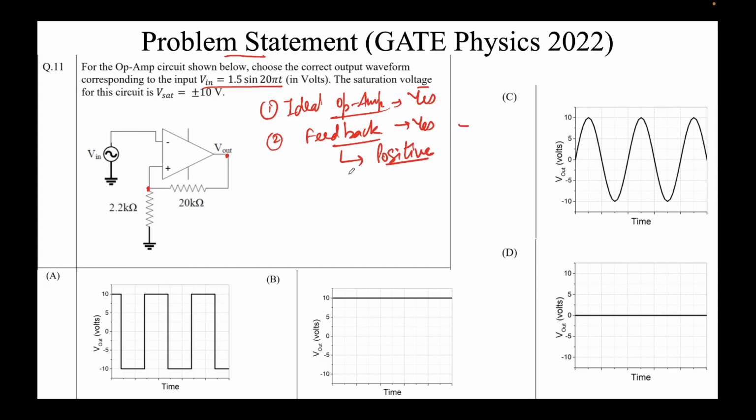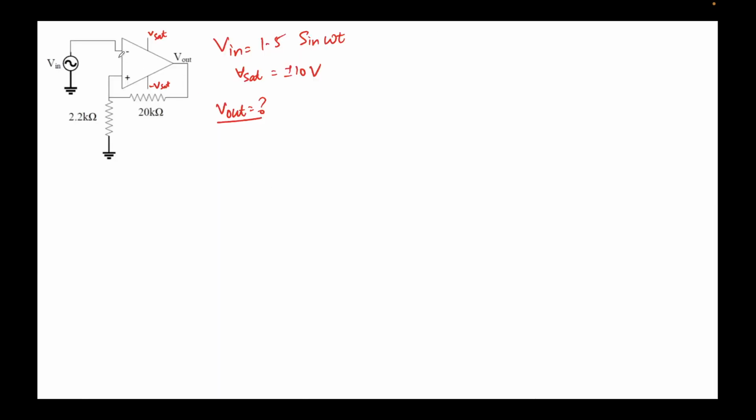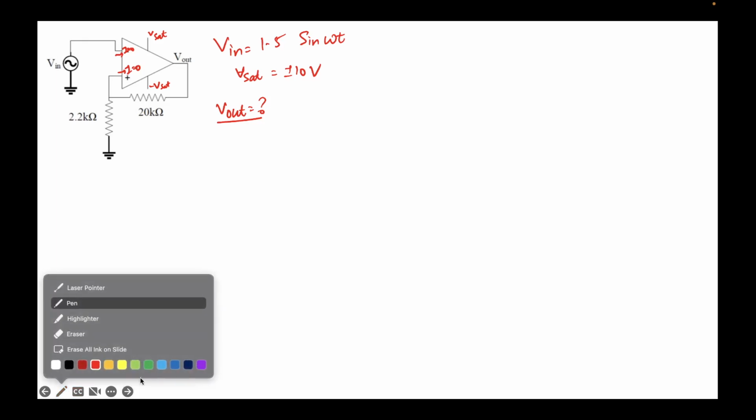Okay, now we have done all that. One more thing. Since this is an ideal op-amp, we'll assume that the current flowing into the inputs is 0. So I'll write this same thing here. The current going in here is 0. Now let me change the pen. We are going to talk about an interesting concept here.